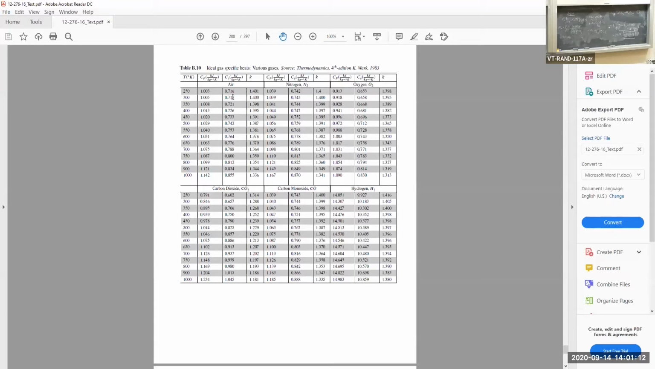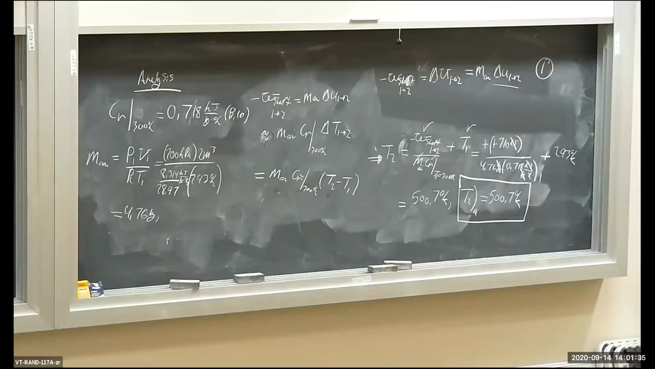So that represents about a percent variation or error between the true average specific heat, 0.726, and 0.718, which is evaluated at room temperature. So we expect our T2 to be incorrect by about a percent or so. Not bad for engineering work.